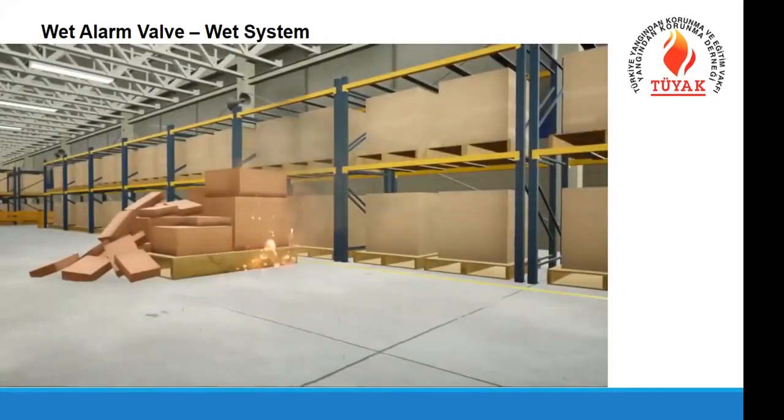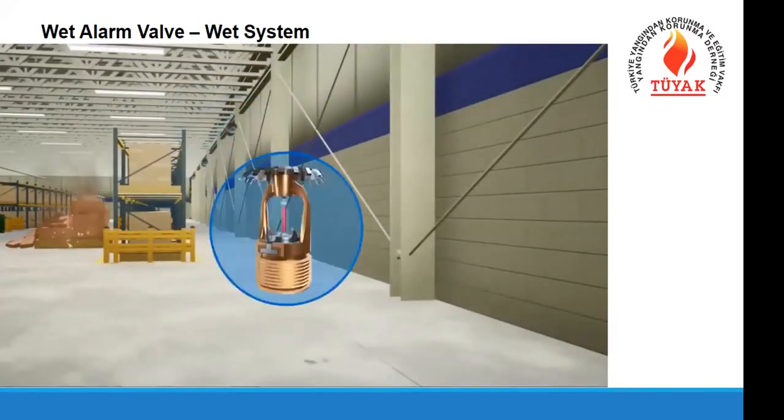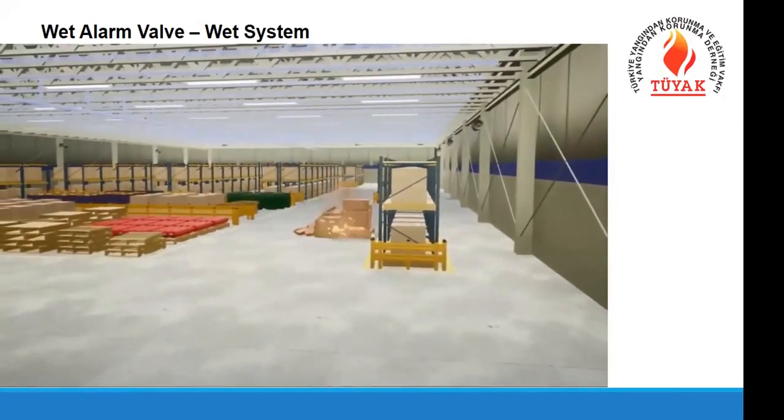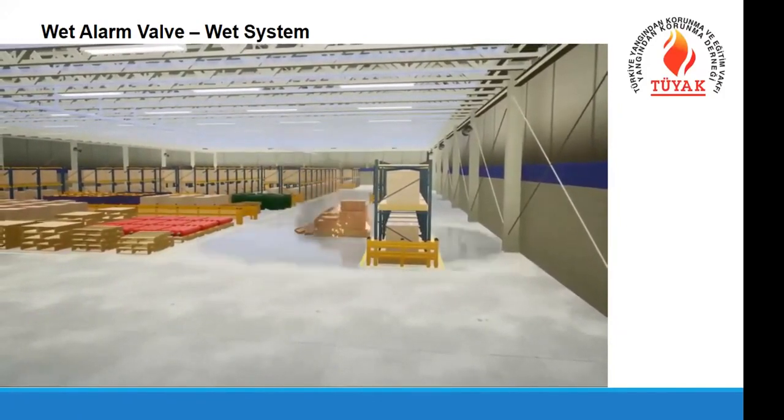A fire has started in the building. As the fire grows and the heat reaches the rated temperature, the sprinkler will activate. Since this is a wet system, water is already in the pipes, allowing the immediate delivery of water to the fire.